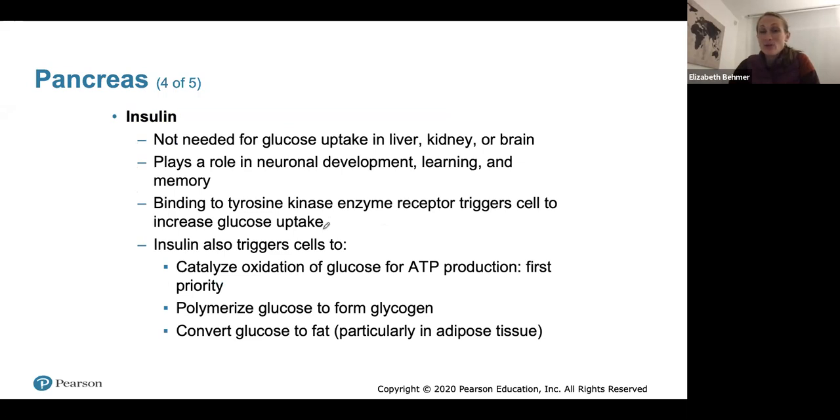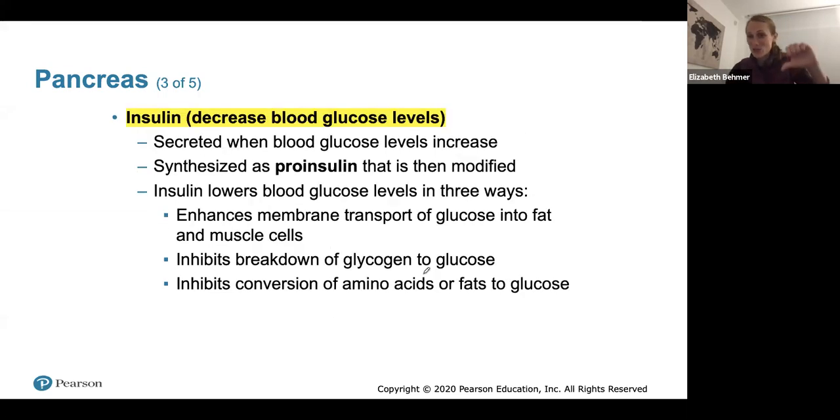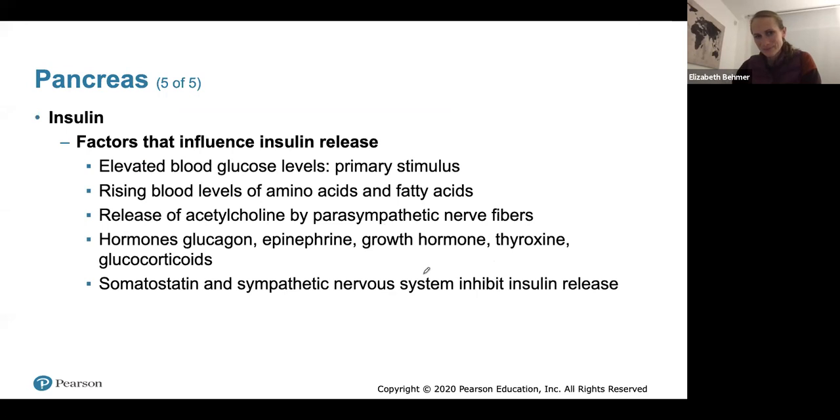Insulin plays a role in neuronal development. It also triggers cells to catalyze the oxidation of glucose for ATP production. You don't need to know all of this, but insulin has a variety of roles, but the big one is that it decreases blood glucose levels. And you'll go through this a lot more when you specifically look at diabetes in the Labster lab.